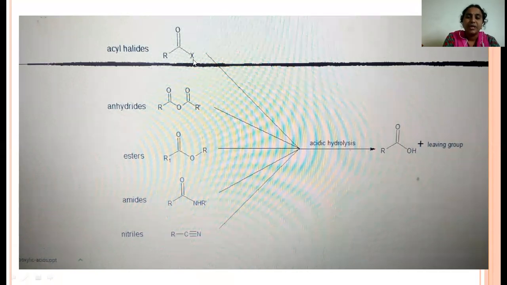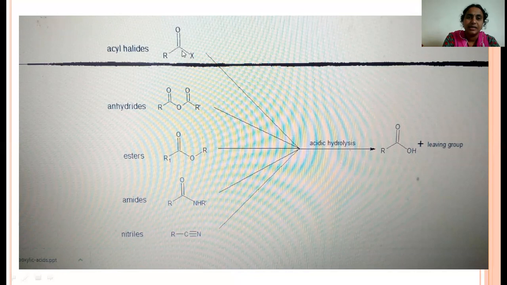So here, this is the acid halide, or R–C=O–X. These compounds are called acid halides, and these are the anhydrides: RC=O connected through oxygen to another RC=O, a repeating structure, is called an anhydride, whereas RC=O–OR is called an ester, RC=O–NH2 is called an amide, and RC≡N is called a nitrile.